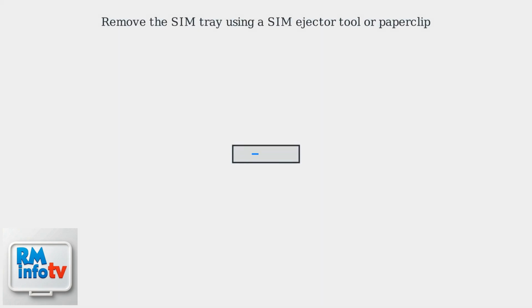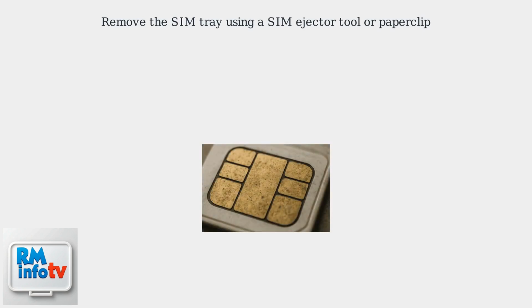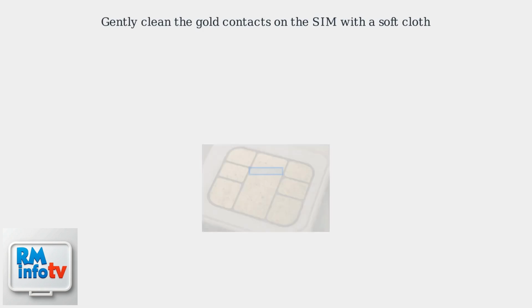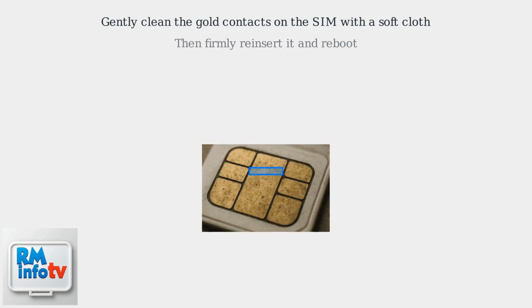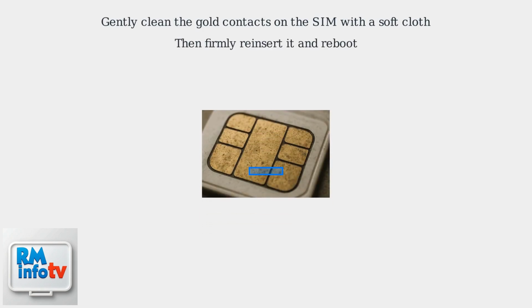First, power off your device. For physical SIM cards, remove the SIM tray using a SIM ejector tool or paperclip. Gently clean the gold contacts on the SIM with a soft cloth, then firmly reinsert it and reboot. This simple step resolves most cases.